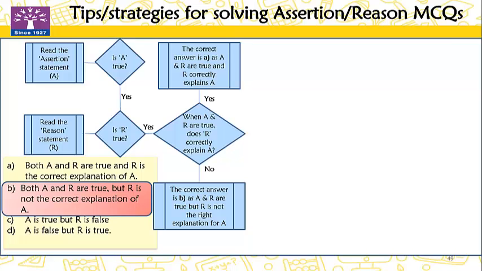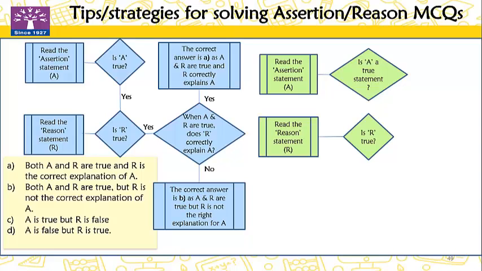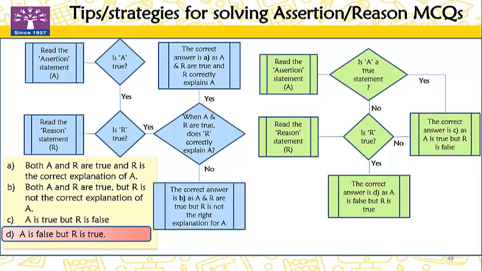Now let's look at a different perspective. You have read this assertion statement A and the reason statement R. You understood both of them. Check if A is a true statement and R is a true statement. Now, if A is a true statement but R is not a true statement, then your answer is C, which is A is true but R is false. But if A is not a true statement and R is a true statement, then your answer is D. That means A is false, R is true.